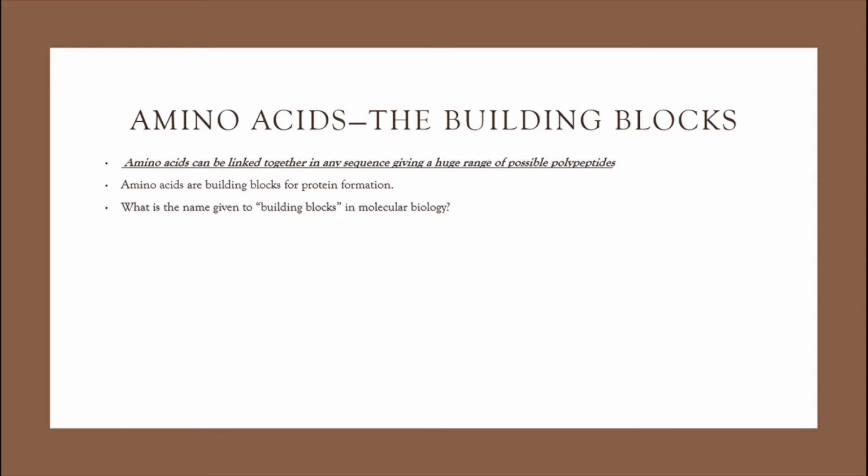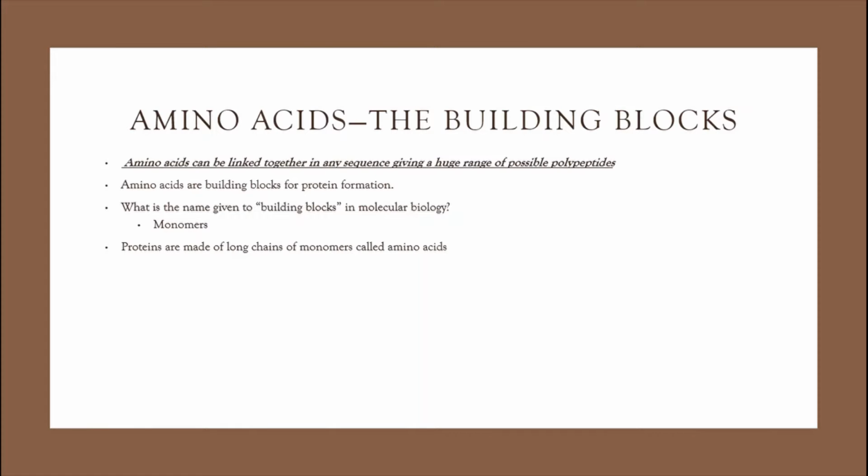Do you remember what the name is that is given to building blocks in molecular biology? Hopefully you said monomers. So remember, our monomers are our building blocks, and when we put monomers together, we get polymers. So in today's case, we're looking at amino acids as our monomer. When we put them together, we get polypeptides or proteins.